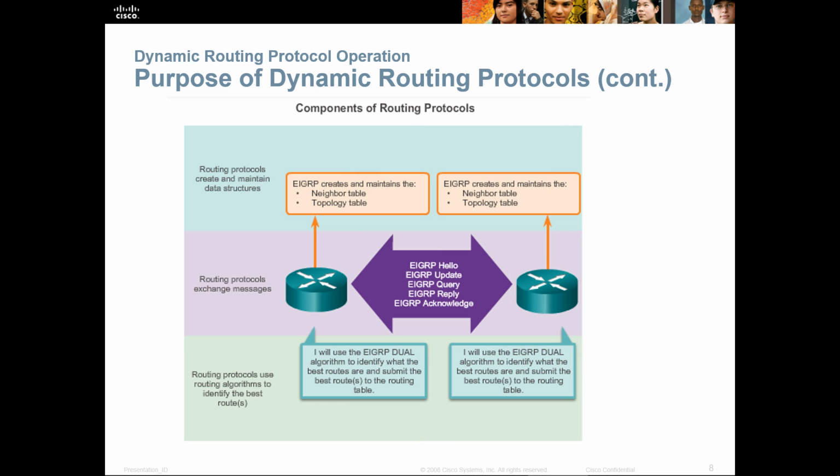So the purpose of a dynamic routing protocol, for example, EIGRP, is maintaining information and using the appropriate algorithm to identify best paths. There are 5 types of messages for EIGRP that you need to know. That's going to be EIGRP hello, update, query, reply, and acknowledgement. We're not going to get into EIGRP just yet, but this is going to form the basis of how EIGRP exchanges routing information.